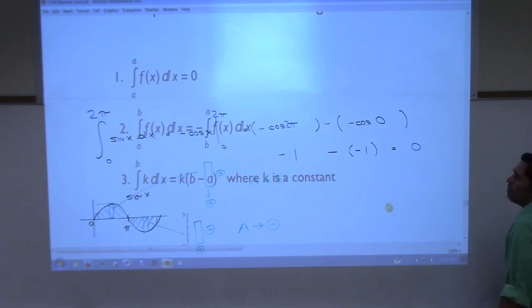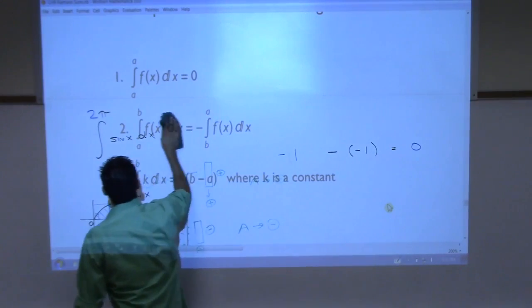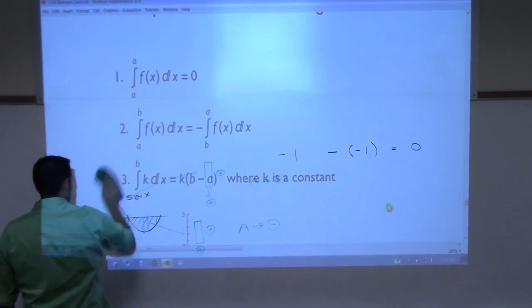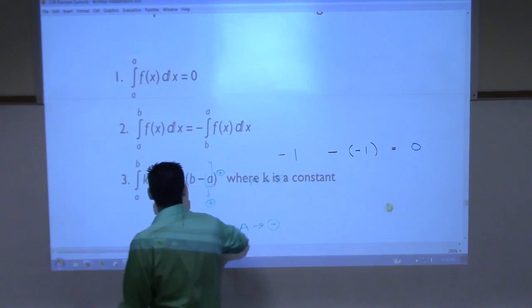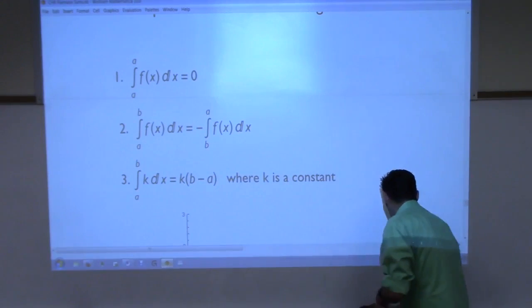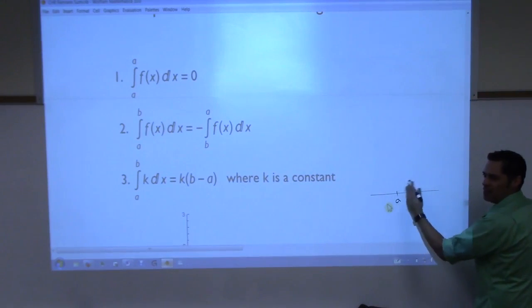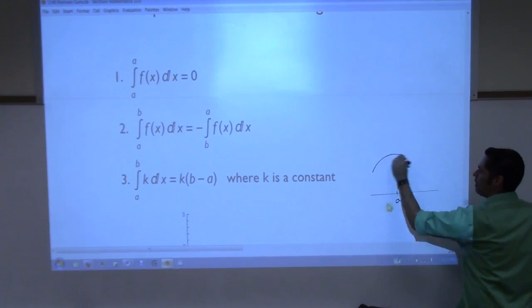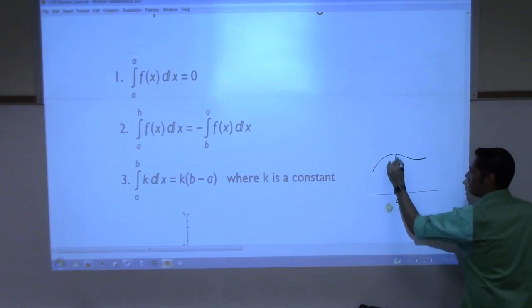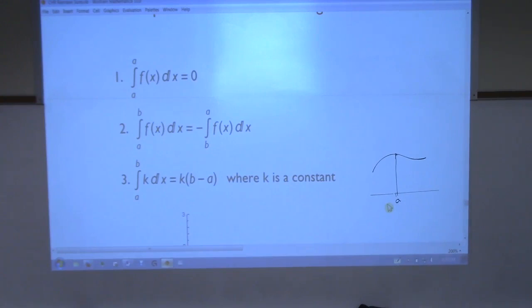The first property is that if you integrate a function from a to a, your answer is 0. Does that make sense to you? Why is that 0? If you're going from a to a, you don't have anywhere to go, right? The function's up here and you want to find the area straight down on just a single line. And that doesn't have any area, so your answer is going to be 0.